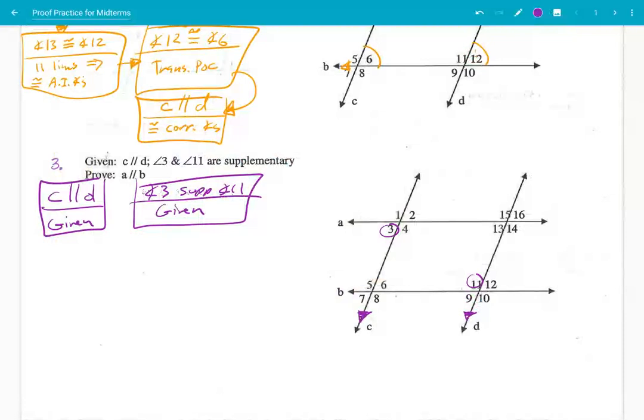Okay, there's our givens. 3 and 11 are supplementary. Let's see. What's the best way to go about this? We want to prove that A and B are parallel. That's what we want to get to. Well, if those two are parallel, then we could say that 11 and 13 would also be supplementary. How can we do this?